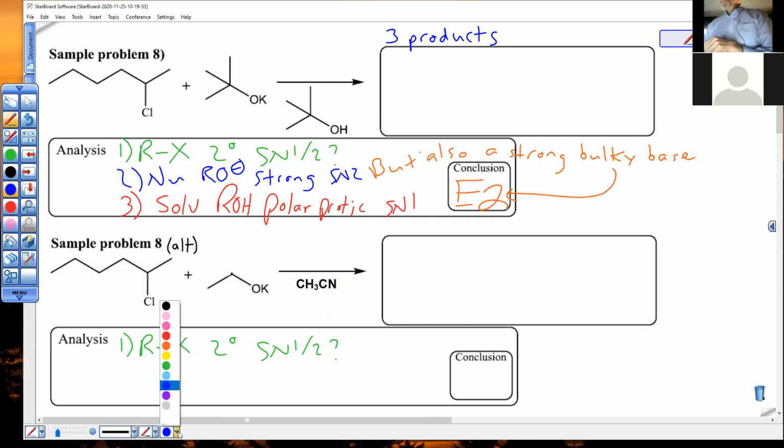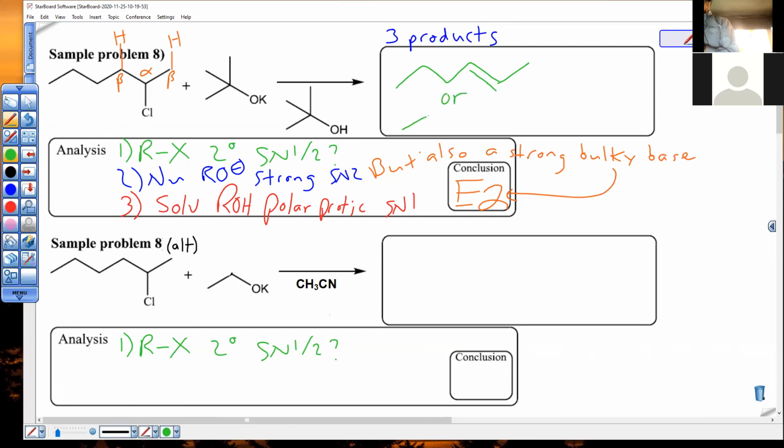Where's your alpha? Carbon with a leaving group. Where's your beta? One away. What happens on the beta position? You got to remove this H. And you got to, or you don't do both. And or that H. If you do the one on the left, you get a pi bond here. I'd like to point out with sigma rotation, you'll also get the cis version.